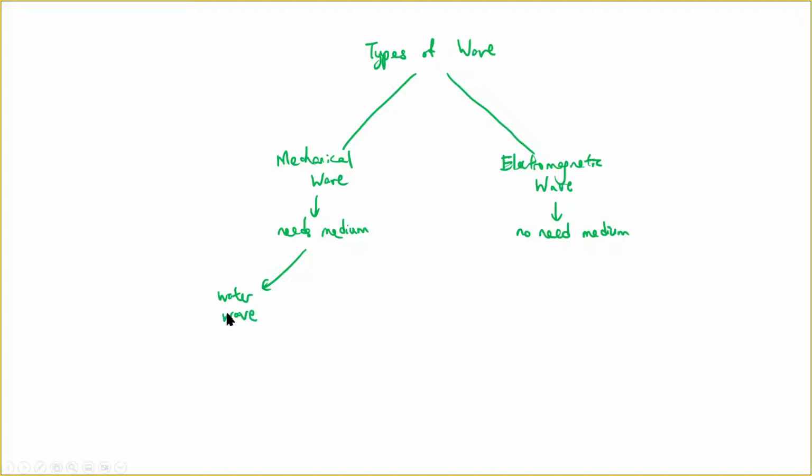Right? So a water wave needs water. No water, it cannot transfer the energy, right? And how about another one, like a sound wave? What medium does a sound wave need? Air. So a water wave needs water, a sound wave needs air. So it needs a medium. All these are mediums.